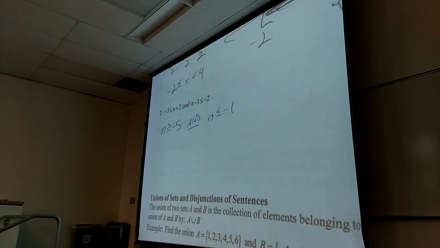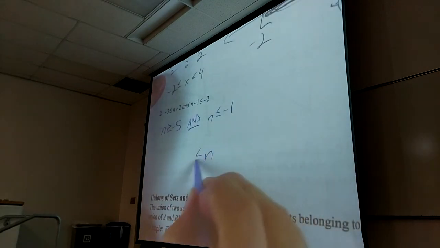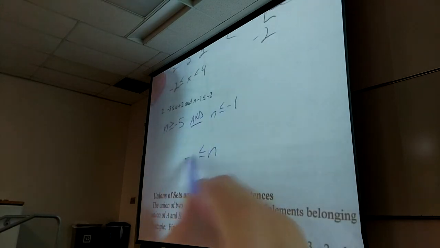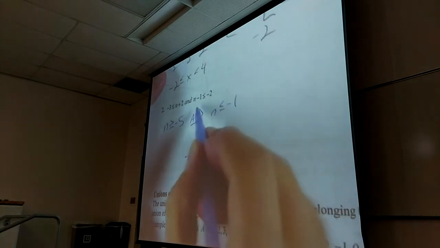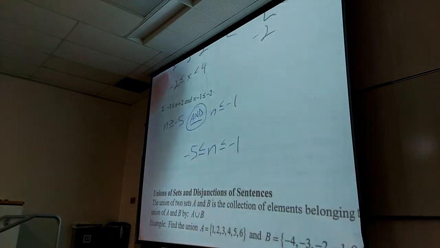You guys get that? Yes, okay. One of the easiest ways to do an "and" is to rewrite it to have n in the middle, or x, or whatever the variable. Here we got n. Can I rewrite that so that n is in the middle of something? Yes. n is bigger than or equal to -5, while also at the same time it's got to be less than or equal to -1.